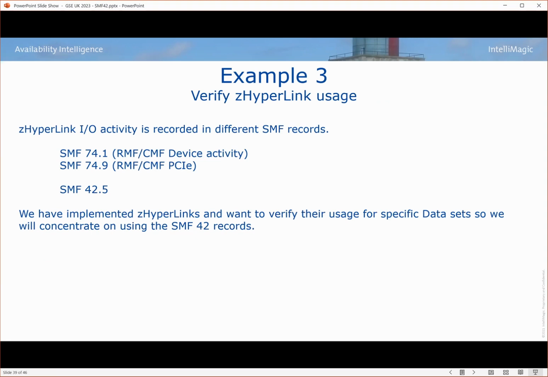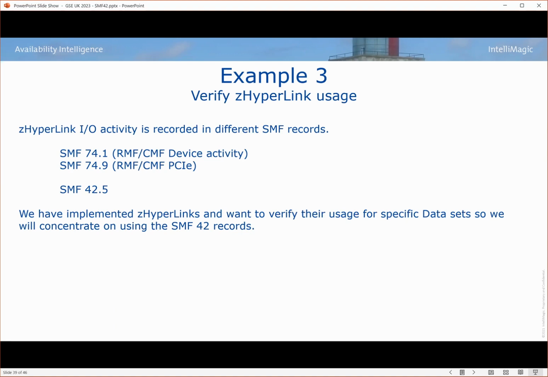Let me get to my last example, which is zHyperLink. Customers are slowly moving towards implementing zHyperLink. So if you are moving in that direction, how can you see how effective it is? It's recorded in various SMF records. I've highlighted the three records that we use here: the RMF, CMF device activity, and also the PCIe card information, 74 subtype 9. And of course, the 42 records, namely the subtype 5.